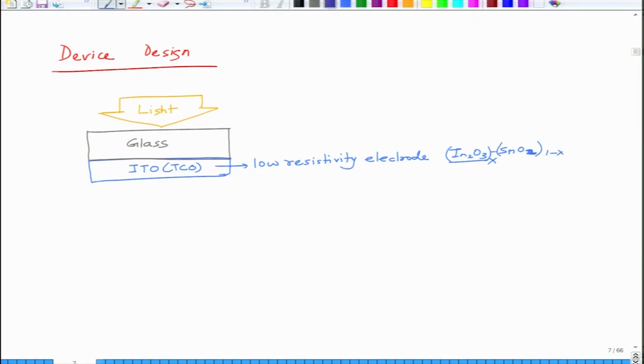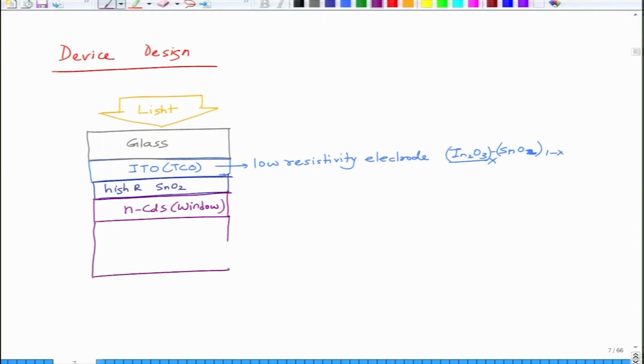Then we have a high resistivity tin oxide, a thin layer, which is used to reduce the surface recombination. And then we have on top, at the bottom in this case, an N doped CdS layer. So this is n-CdS, not O. This is called a window layer, okay. And then we have a slightly thicker layer of p-CdTe, which is the main absorber layer, okay.